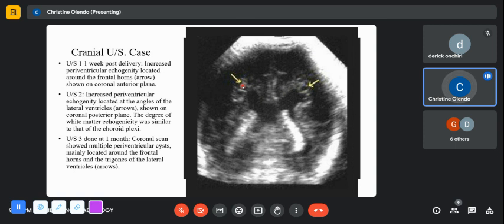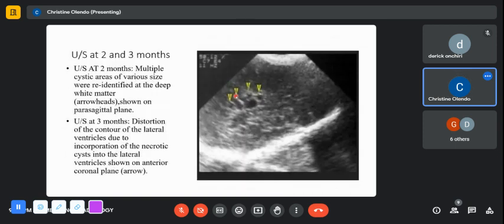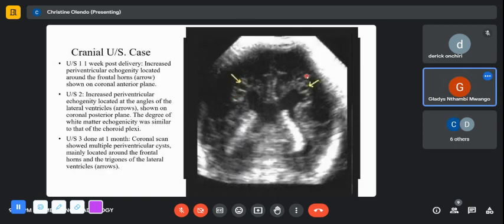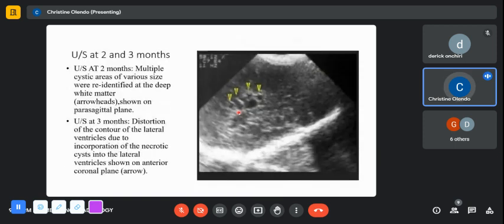Follow-up scan at 3 weeks, although it's not very clear. I don't know if you can see it very clearly, but here we're seeing cysts bilaterally forming. This is a coronal level, at the trigone. So we're seeing periventricular cysts. Yes, so at the trigone area, we have now the periventricular cysts there.